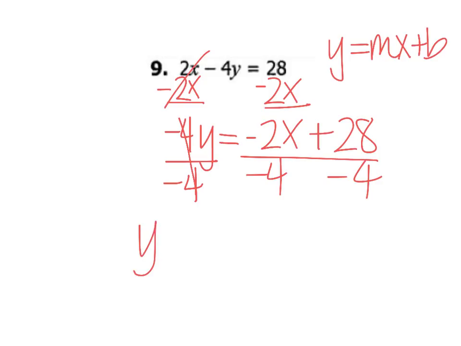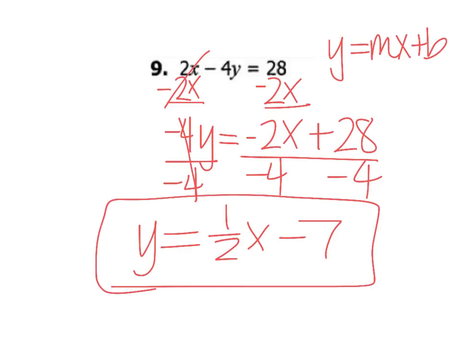So on the left, we're left with y equals negative 2 divided by negative 4. We can simplify this to positive 1/2 x. 28 divided by negative 4 gives us negative 7. Now our line is in slope-intercept form, and we're done. If we were to try to graph this, we would easily be able to because we can identify the slope and the y-intercept.